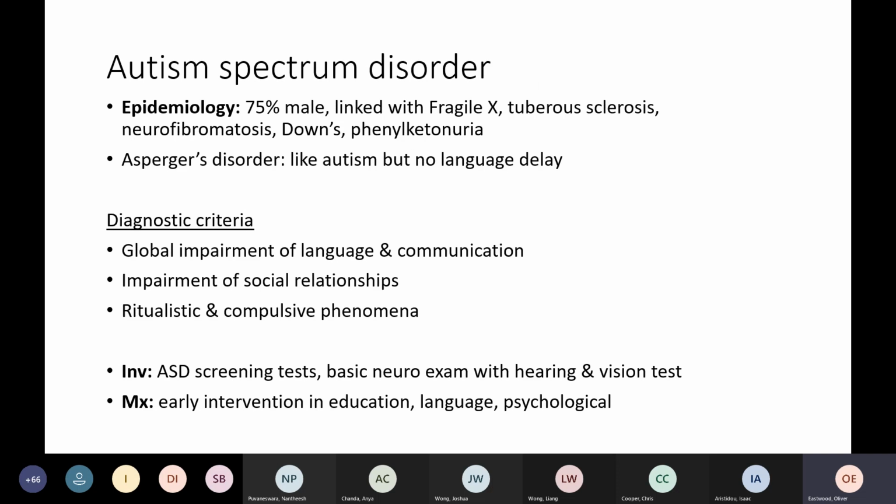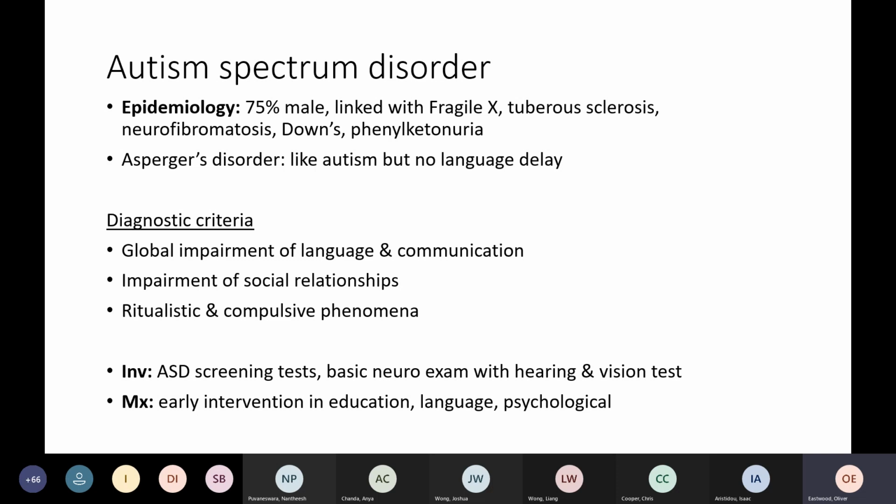So I don't think there's really that much SBA-able knowledge about autism. I think the main thing to note is the diagnostic criteria, which shows the 3 domains you get features in. There's a big global impairment in language. You have impairment of social relationships, and then you get very regimented routines or rituals, obsessions or anything like that you can see.